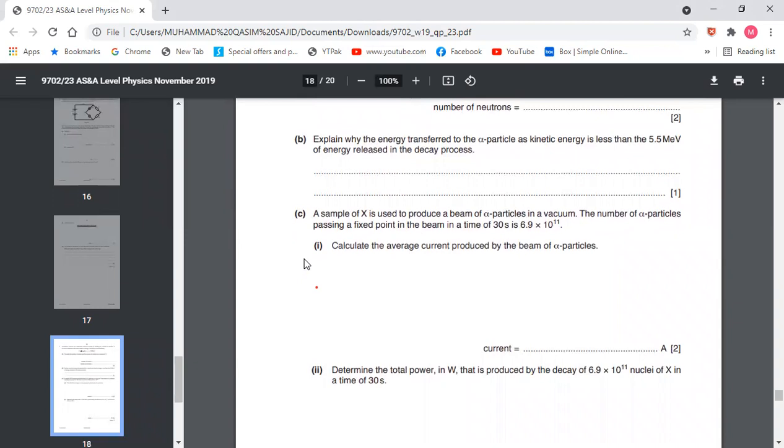Now part C. Calculate the average current produced by the beam. So what is basically the relation? The general formula is I equals N Q upon T. So what is the value of N? N value is given here, 6.9 into 10 raised to power 11.